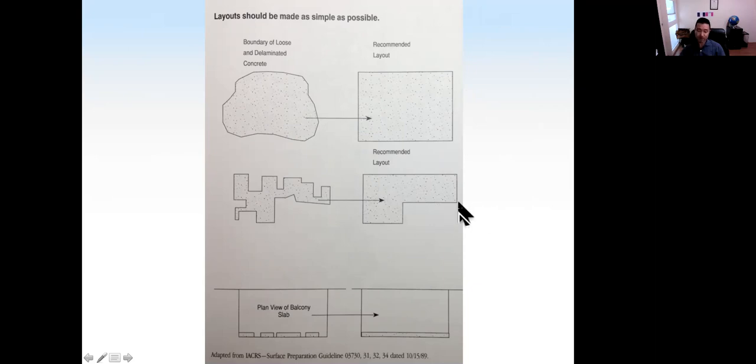As simple as possible. The reason for that is one, it is easier to apply a simple layout. The second reason is when we have a simple layout, we will have less stress concentration at the corners. For example, in this layout, even though we may save some of the repair materials compared to the one on the right, we have so many corners here and there, and those corners will generate stress concentration. When materials shrink, for example, or we have temperature change, the repair materials may have more cracks compared with a simple layout. So these are the major reasons: easy to apply and less stress concentration.